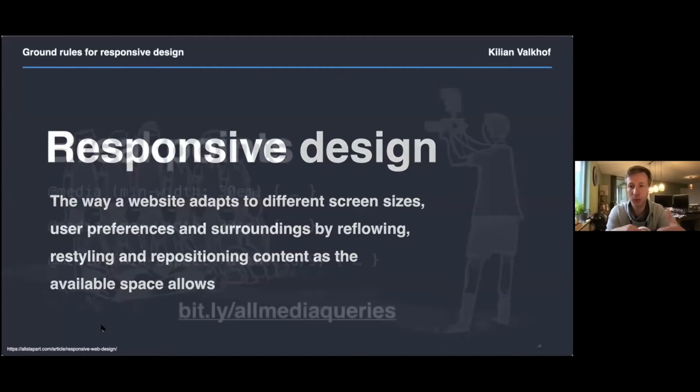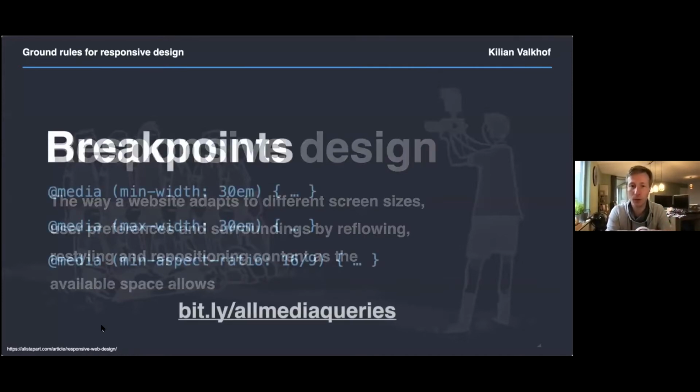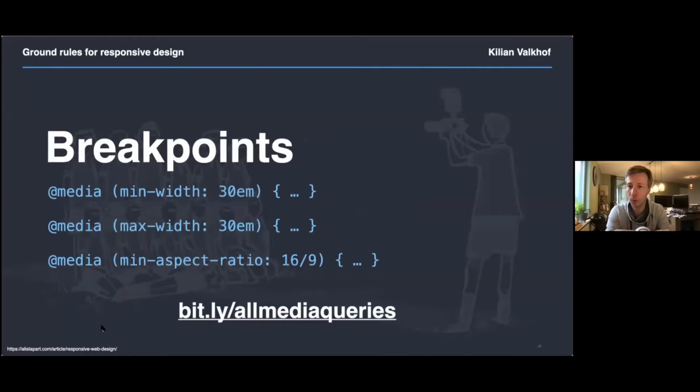Responsive design is done with breakpoints, and they look like this. You have @media in your CSS, and then you add a certain property that you want to check against. Basically, these are like if statements, like if the width is wider than 30 ems, then apply the CSS in this block between the curly braces.